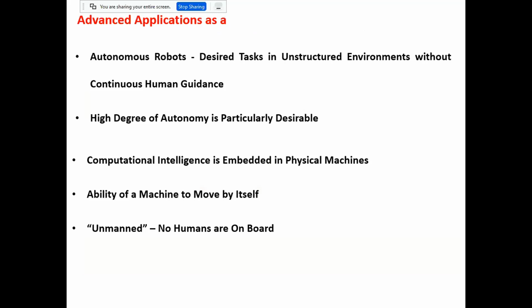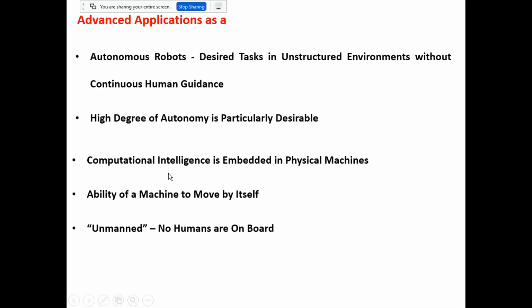Autonomous robots can perform the desired task in an unstructured environment. Please see here, unstructured environment without human guidance. Meaning what, friends? A high degree of autonomy is particularly desirable in fields such as space exploration, cleaning the floors, mowing the lawns, wastewater treatment, underground. What is required? A high degree of autonomy is required.